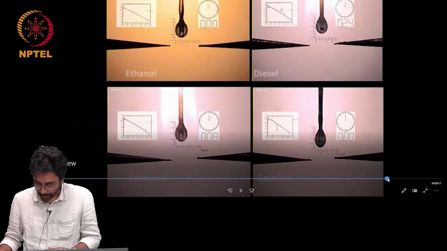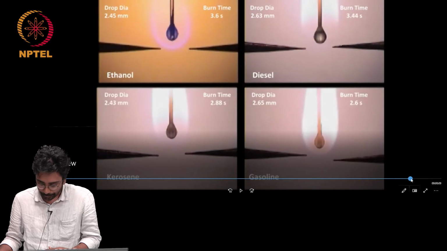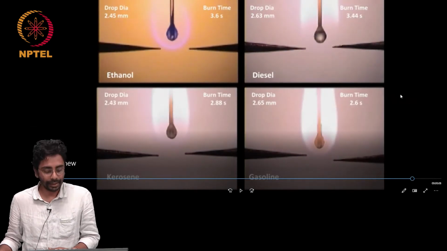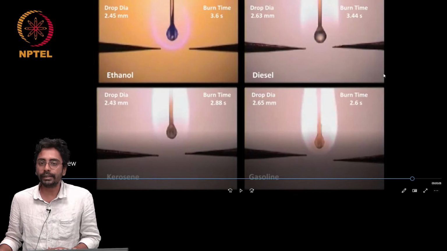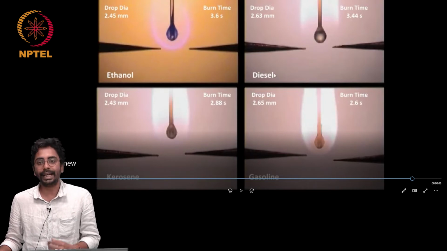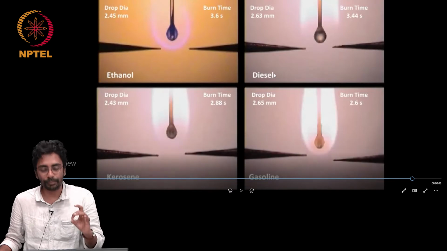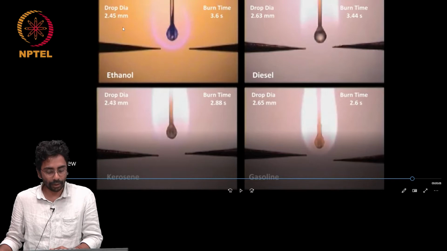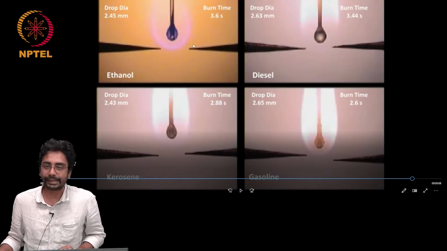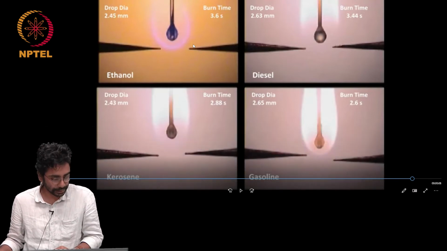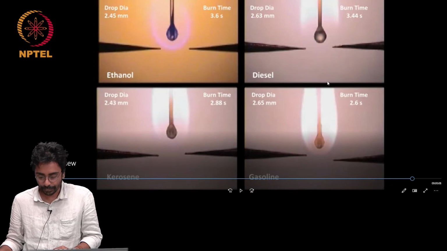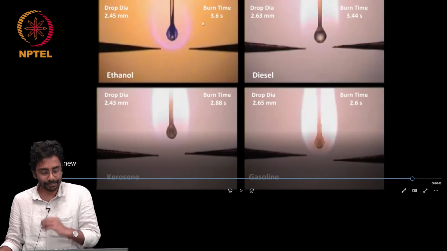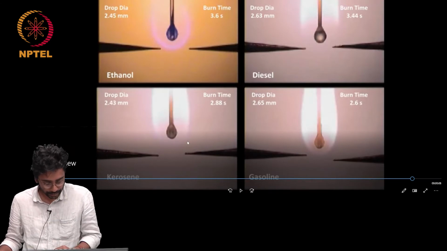Before we move on to that point, I would like you to remember this frame also, where for all the 4 cases the droplet diameters and the corresponding total burn time are also compiled. All I want you to notice is that the droplets are all approximately 2.5 millimeters in diameter, which is what is used in this experiment. The burn time varies from something like 2.6 seconds to about 3.6 seconds. Please keep these numbers in mind, we will use them again.